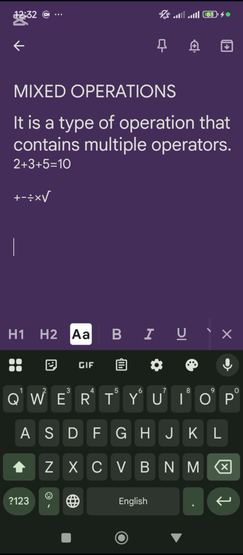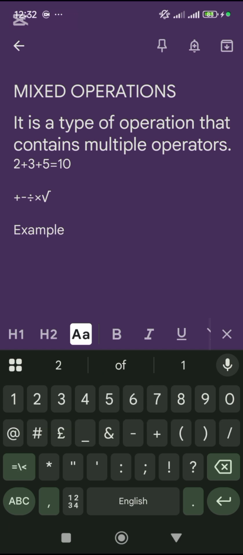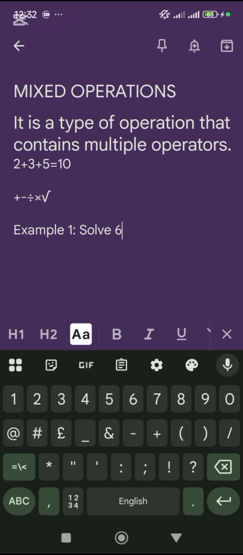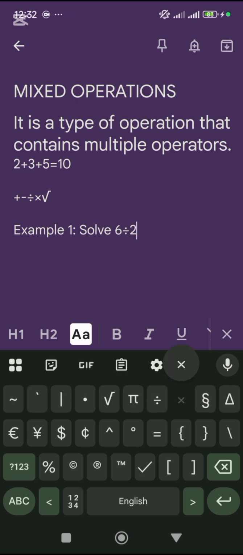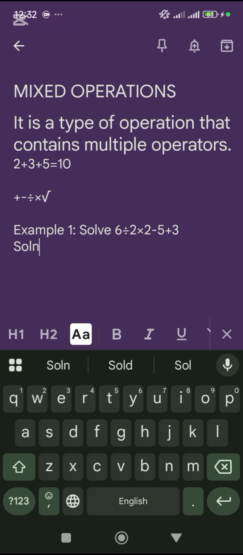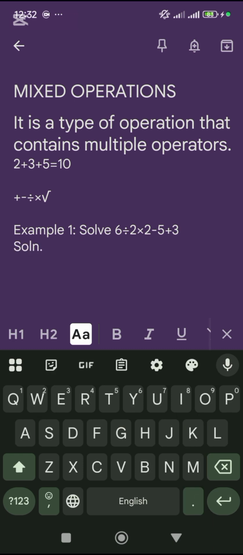Example 1. Let's say we have: solve 6 divided by 2 times 2 minus 5 plus 3. Say you have this question. Solution. This is a mixed operation because you can see here that you have a positive operator, a negative operator, the multiplication operator, and the division operator. So how do we proceed with this?